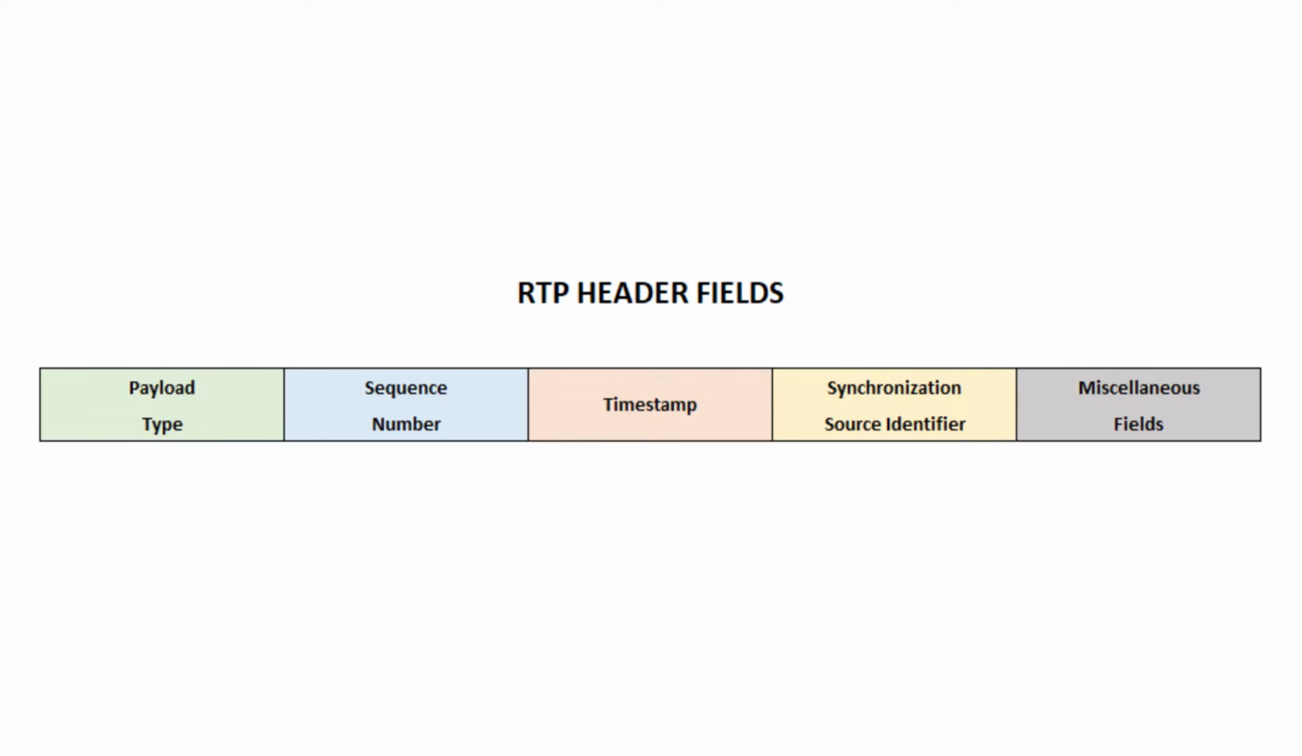RTP packet header fields. The 4 principal packet header fields are the payload type, sequence number, timestamp and the source identifier. Payload type. The payload type field, in the RTP packet, is 7 bits long. Thus 2 to the power of 7 or 128 different payload types can be supported by RTP.